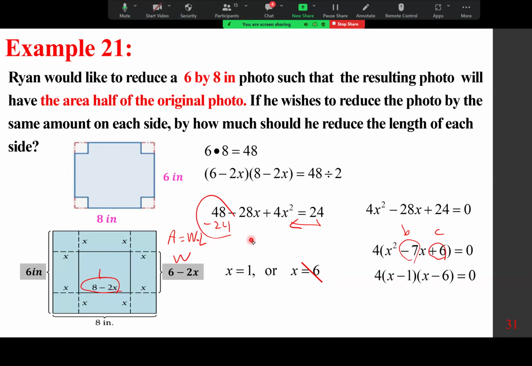Just to make sure we have answered the question, it says, how much should he reduce the length of each side? So 6, we drop 1 and 1. That means we drop 2 inches. 8, we drop 1 and 1. That means we drop 2 inches. So we drop 2 inches from each side.